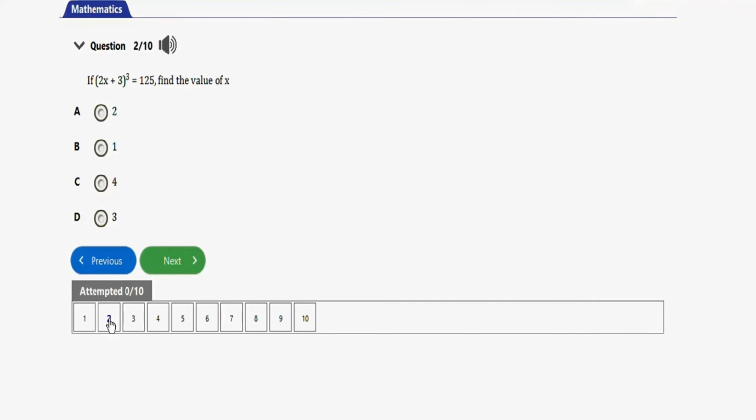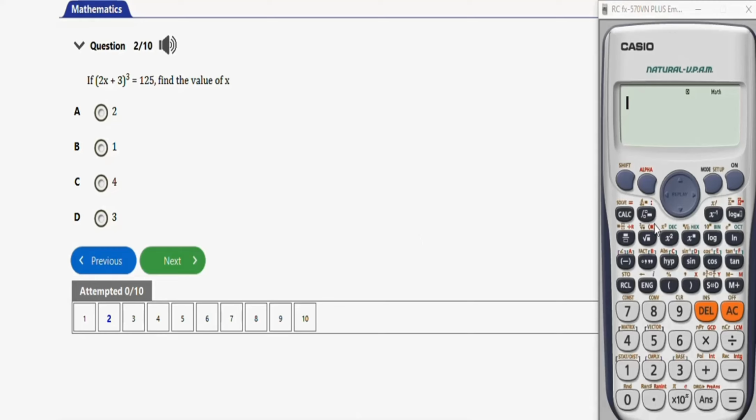We're making progress. So it says if this expression equals 125, find the value of x. We are still going to make use of equation solve on the calculator. Let's get it once more. So this is the calculator. Let's input this. We have in brackets 2x plus 3, close the bracket, to the power 3. You come down, you press alpha and this calc button for the equality sign to come out, equals 125. So this is what you have to do to solve this.